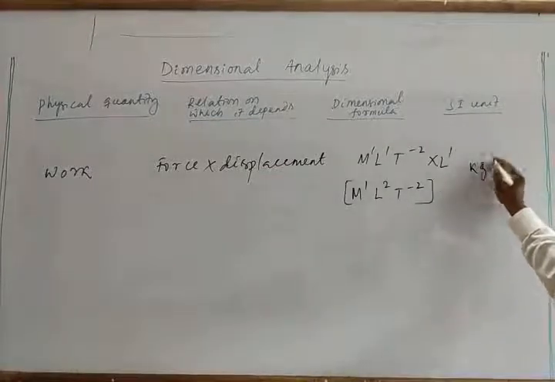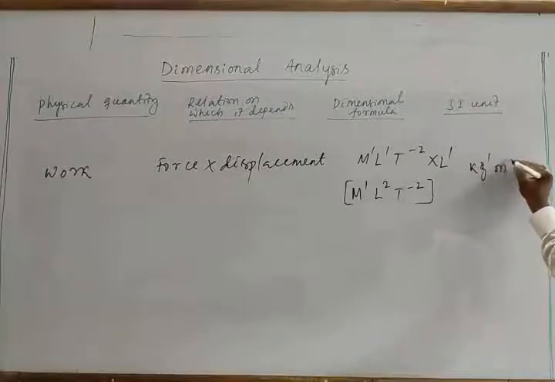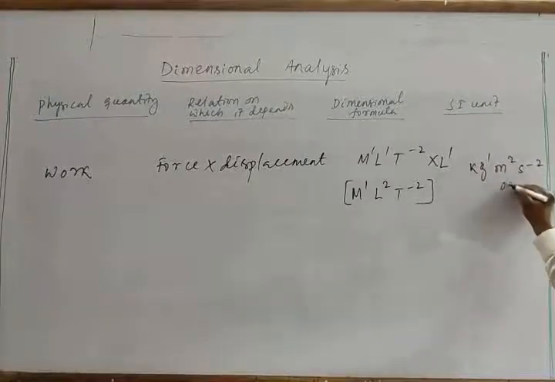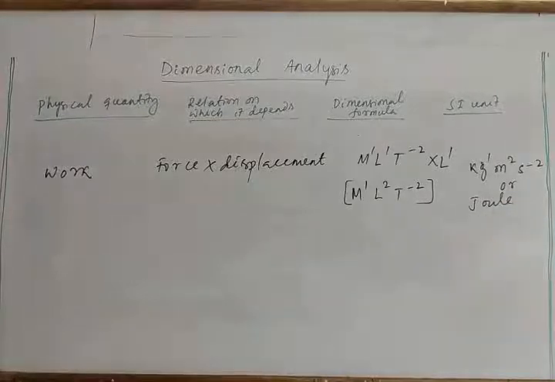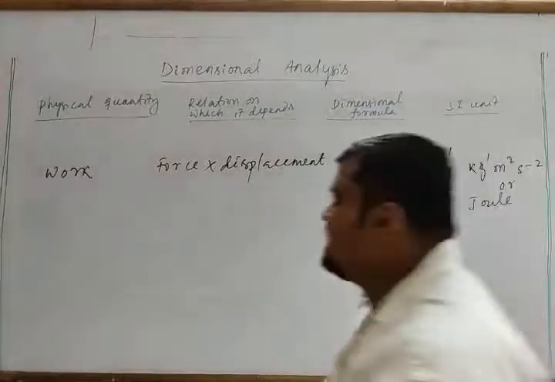kg1 meter 2 second minus 2, or that is also called joule in SI. That is equivalent to joule. kg1 meter 2 second minus 2, that we can say is joule. We will read that in later slides.